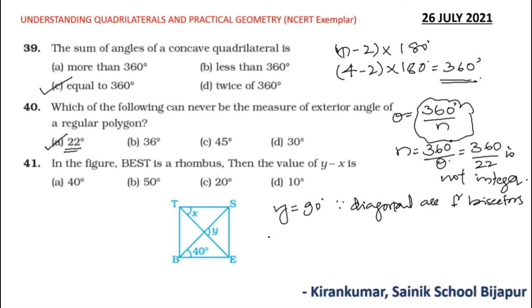If you observe this triangle formed here, TS, let me name this as O, TSO. In this triangle, this particular angle will be 40. The reason is alternate angles are equal. This is an exterior angle, so exterior angle will be equal to the sum of the interior opposite angles. So y minus x will be equal to 40 degrees. So option A is the right answer.